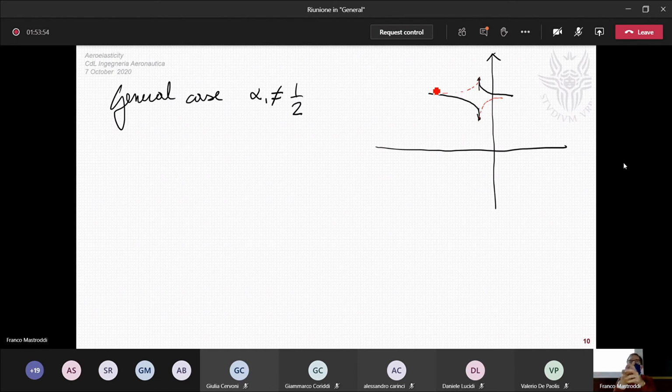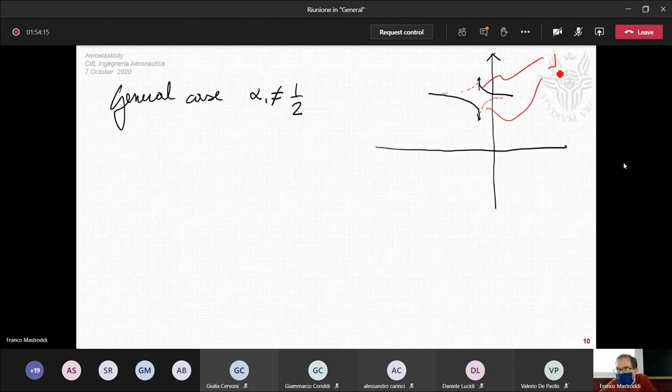And what about this different situation, in your opinion? Which is the parameter controlling these two different behaviors? This or this? The damping. It depends on the damping distribution. Is alpha greater or less than 1/2? It depends on damping distribution.